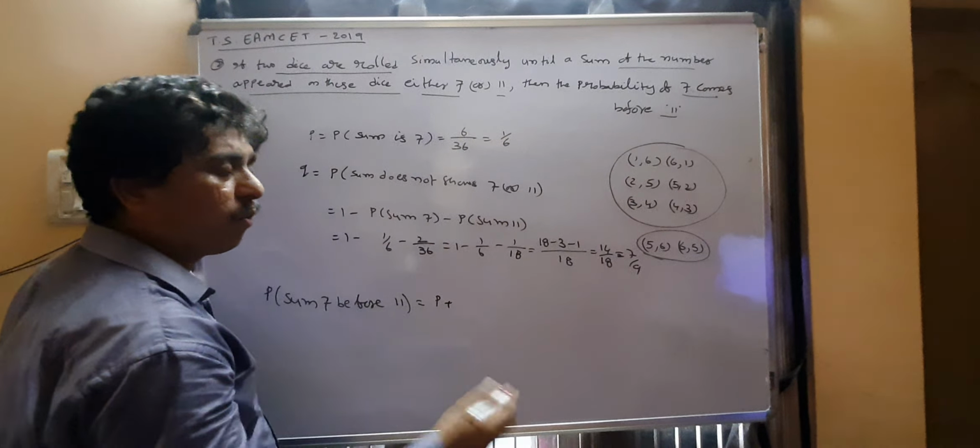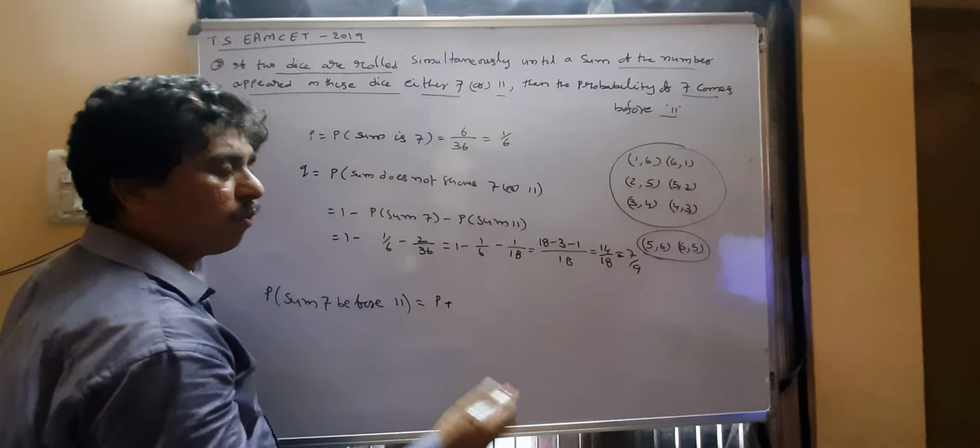Or if we get it the fourth time, it means first time we do not get 7, second time also not 7, third time also not 7 or 11, fourth time we get the 7, and so on. Now taking P common, we get P times 1 plus Q square plus Q cube and so on. So this is in the form of a GP series. The sum of the infinite terms in a GP is A by 1 minus R. A is 1, R is Q. So P by 1 minus Q.